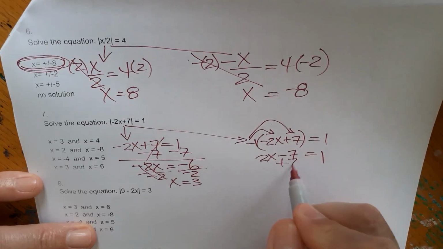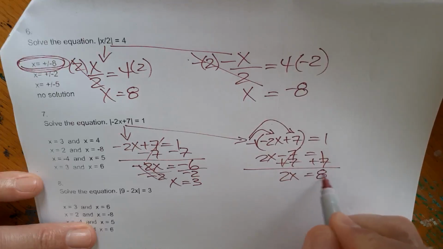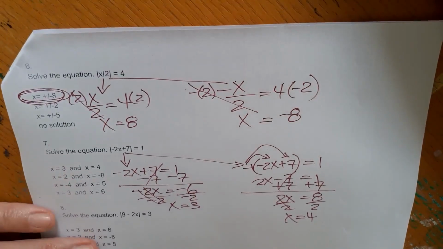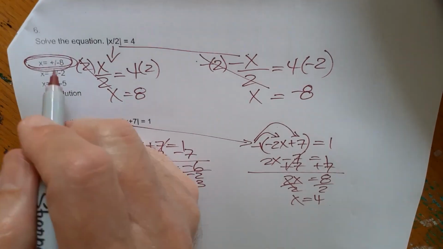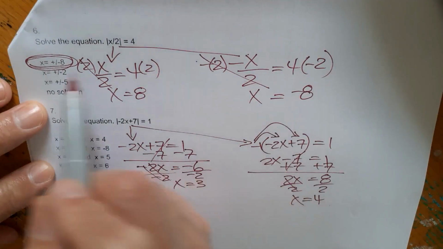And this one's going to be +7 on both sides. 2x equals 8. Divide by 2, divide by 2, x equals 4. So now we got 3 and 4. So notice the pattern has all of a sudden switched. Students start to do these first 2 problems and they're like, if I get an 8 here, it's got to be a -8 too.